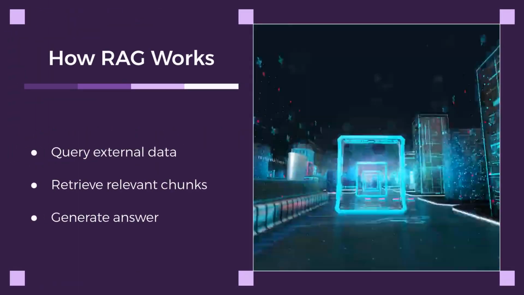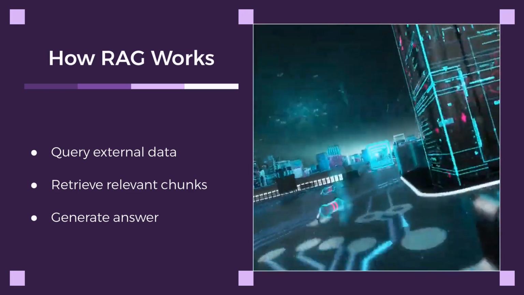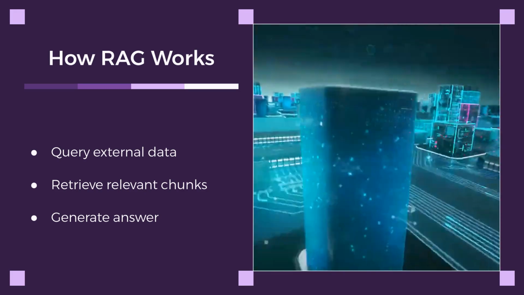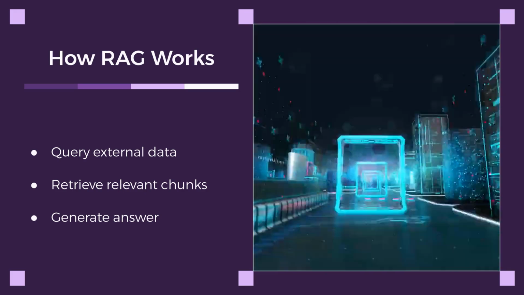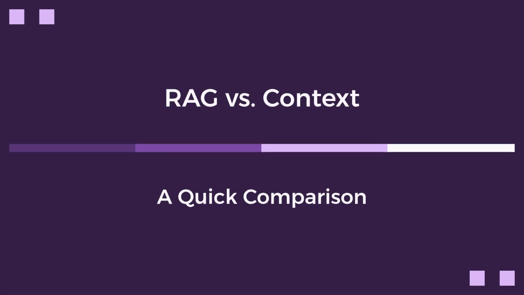When you ask a question, RAG retrieves small, relevant chunks of information from the external database. These chunks are then inserted directly into the AI's small context window, allowing it to generate a grounded and accurate answer. So how do these two memory systems stack up?